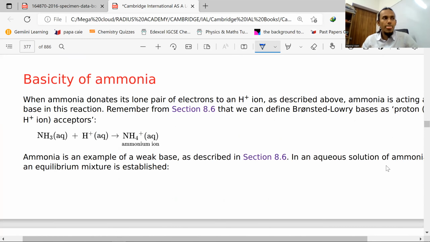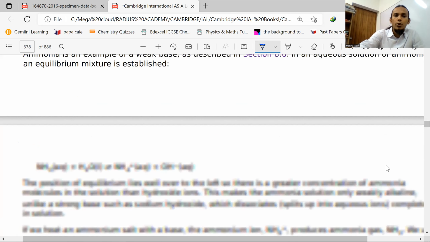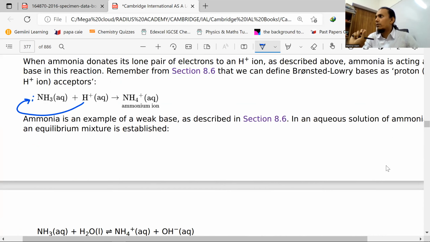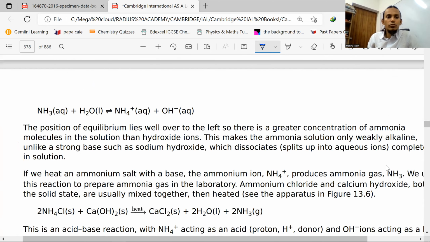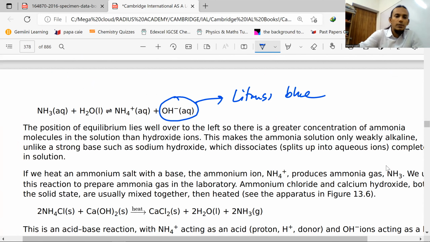Basicity of ammonia. What I just showed, right? It has a lone pair of electrons, so it can accept a hydrogen ion, meaning a proton. A base is a proton acceptor, right? Clear? And also if ammonia gas dissolves in water, it forms ammonium ion and hydroxide ion. Since hydroxide ion is present, it will turn litmus blue, right? Litmus will turn blue.